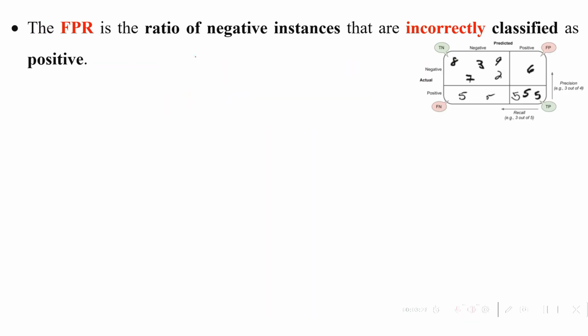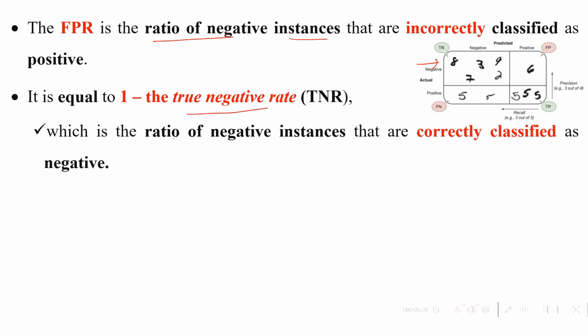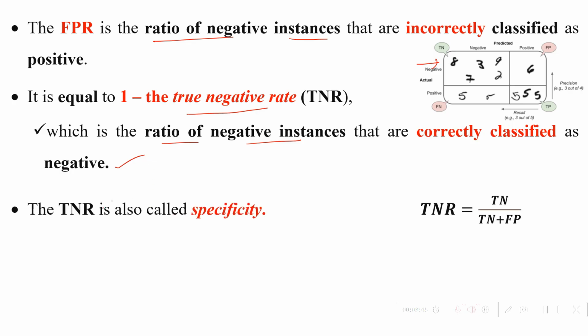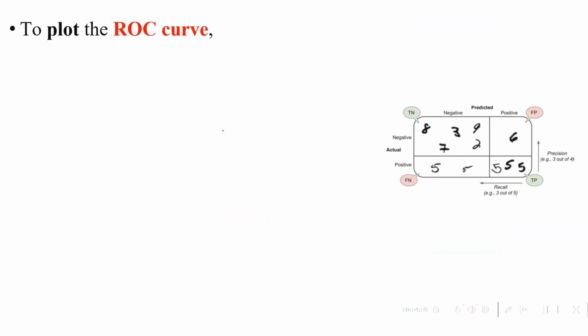Now the FPR is the rate of negative instances, the false positive ratio, that are incorrectly classified as positive. That is equal to 1 minus the true negative ratio, which is the ratio of negative instances that are correctly classified as negative. TNR, the true negative ratio, is also called specificity. TNR equals true negative divided by true negative plus false positive. Hence the ROC curve plots sensitivity versus 1 minus specificity. Simply that is called the ROC curve.